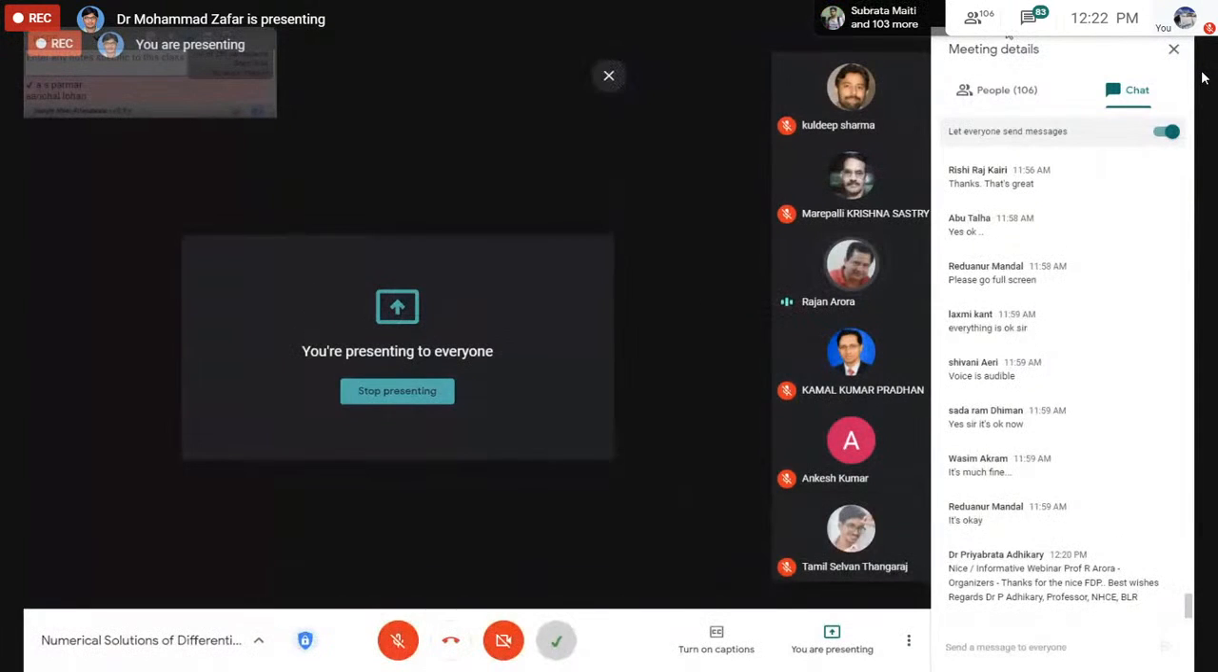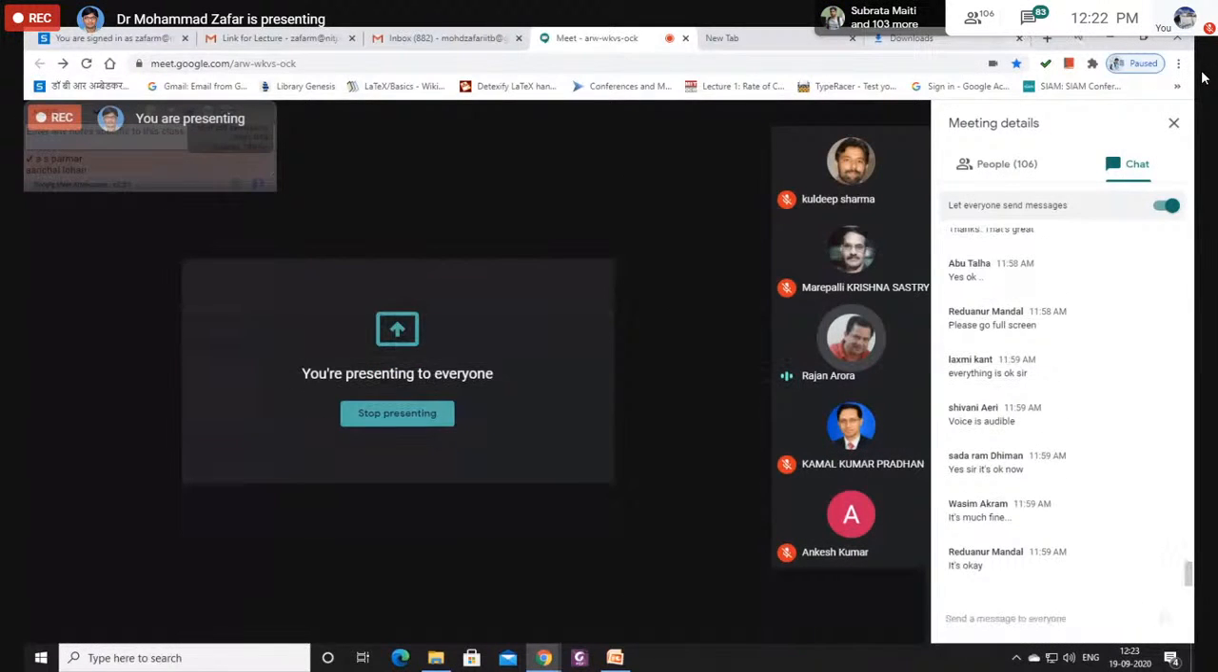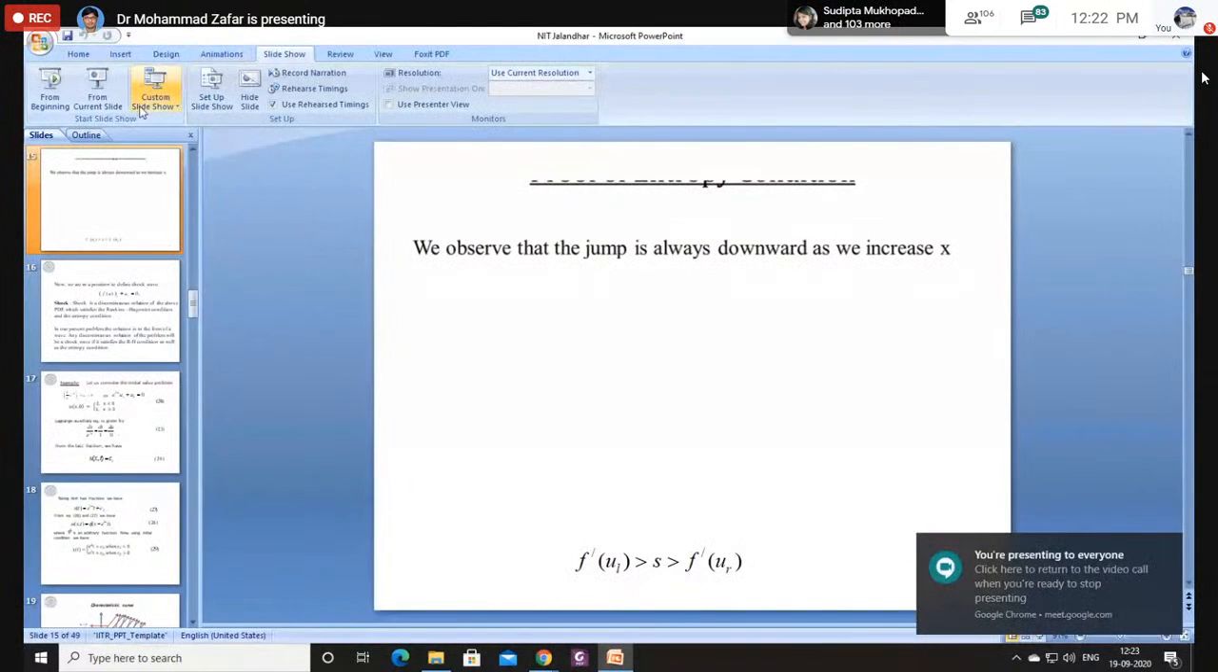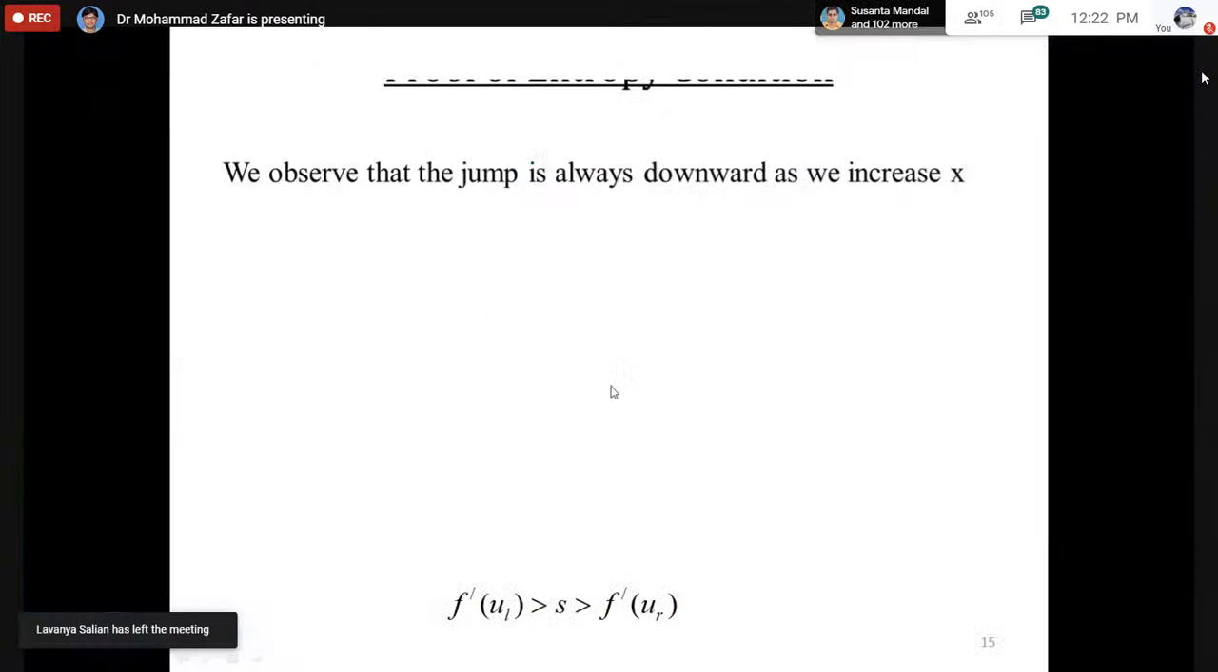Please share that slide again. Yeah, this slide. You see, we have written s is equal to dx by dt on the last slide, which was jump in f(u) upon jump in u. Is it correct? s was equal to jump in f(u) upon jump in u. Correct? And this further can be written as f(ul) minus f(ur) in the numerator upon ul minus ur.